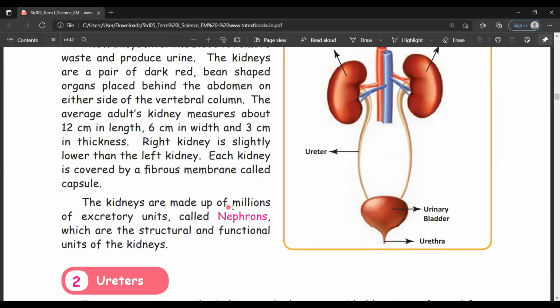So kidneys are made up of millions of excretory units called nephrons. They filter the blood and remove waste as urine. Okay, children, the nephron is the structural and functional unit of kidneys. Now you have to write nephrons. Very important. We'll study it in detail in the higher classes, children.